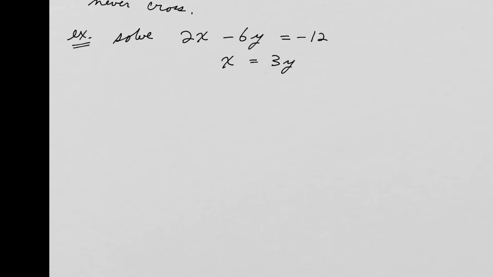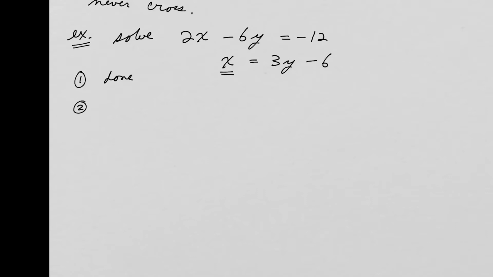Okay, actually, let me do the other special case as well. Let's say this is our system of equations. Let's say we want to solve 2x minus 6y equals negative 12, and then x equals 3y minus 6. Okay, so again, the first step is done. Why? Because the second equation is already solved in terms of x. It's already isolated. I don't have to do any extra work. So the first step is done.